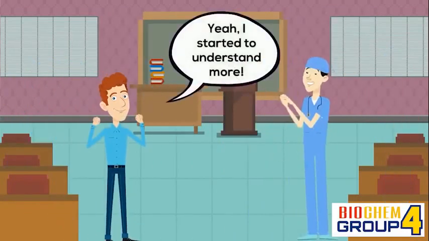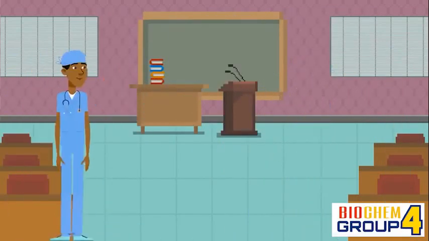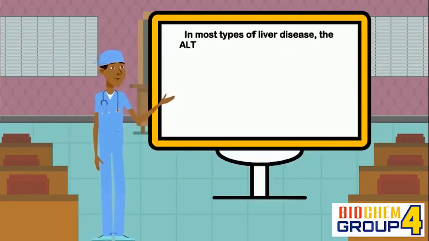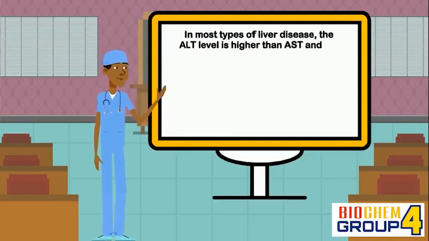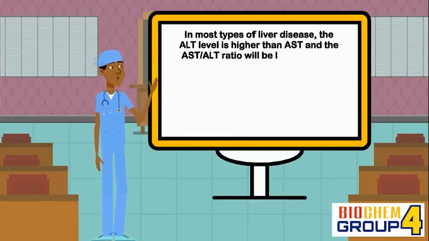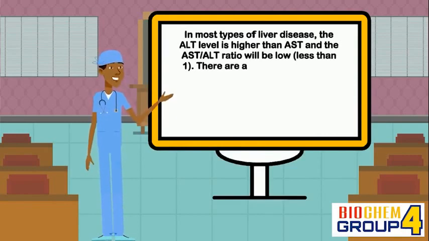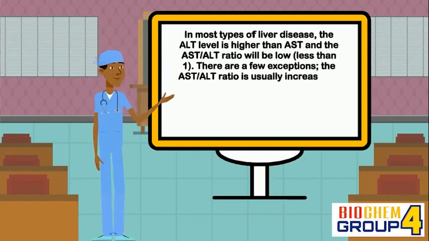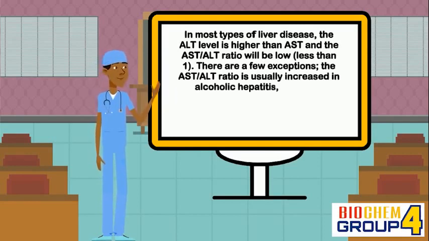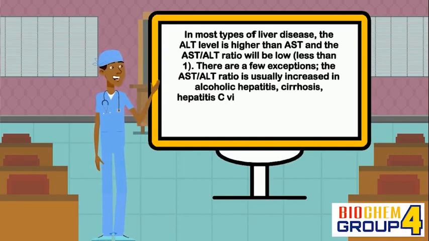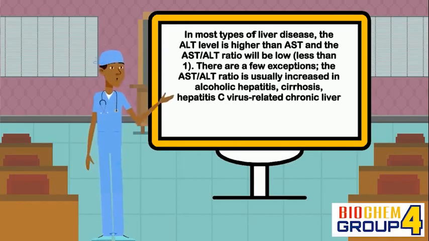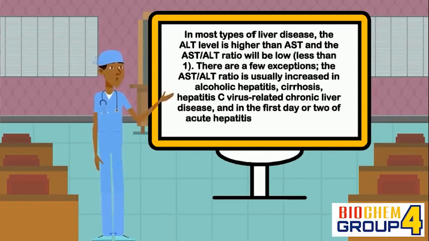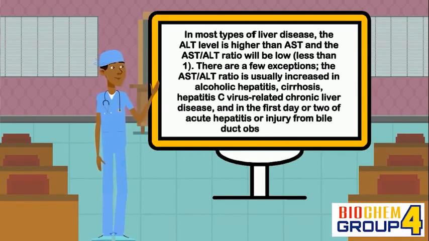In most types of liver disease, the ALT level is higher than AST, and the AST to ALT ratio will be low, less than 1. There are a few exceptions. The AST to ALT ratio is usually increased in alcoholic hepatitis, cirrhosis, hepatitis C virus-related chronic liver disease, and in the first day or two of acute hepatitis or injury from bile duct obstruction.